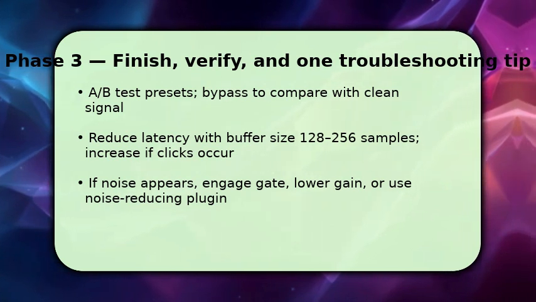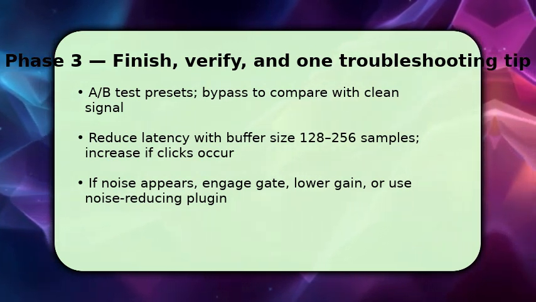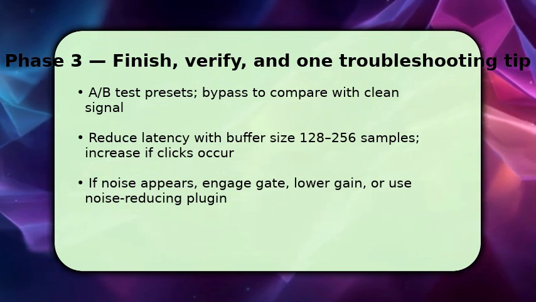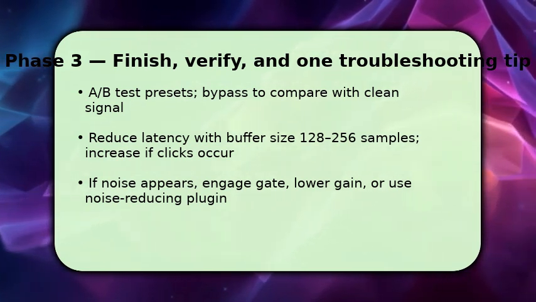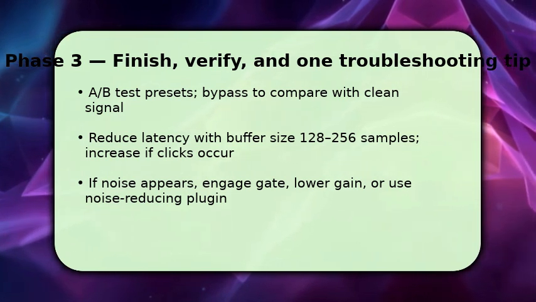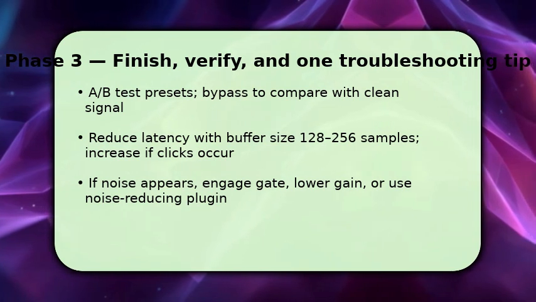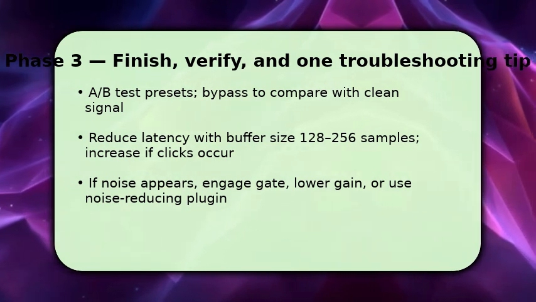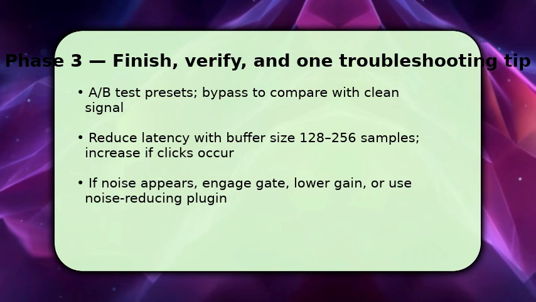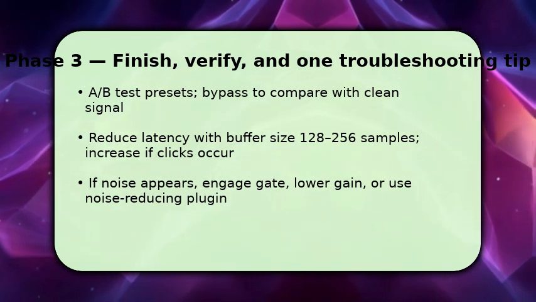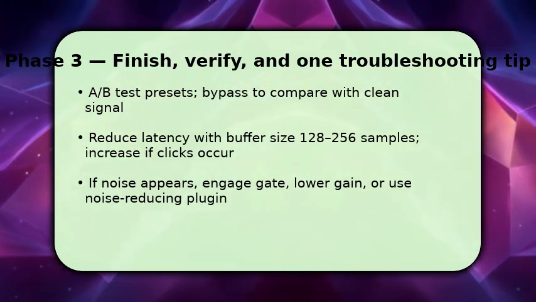If you plan to record, set buffer size to a compromise, 128 to 256 samples to balance latency and CPU usage, and freeze or bounce tracks to save resources. If you run into noise, try a noise gate, reduce high gain stages, or add spectral noise reduction. Finally, label and back up your presets so you can recall the setup.